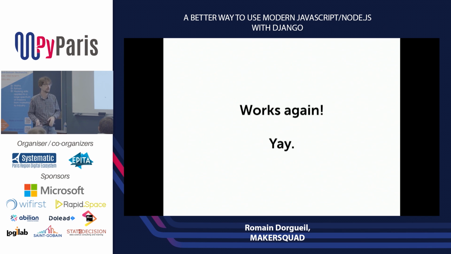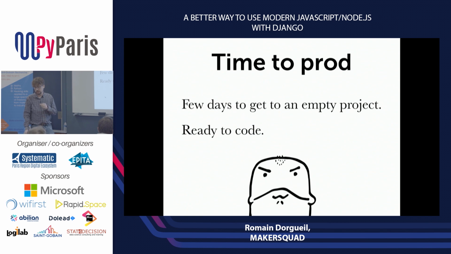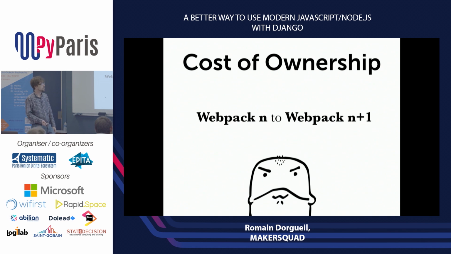Now, let's say I have a company building products, and I want to start a new project every few weeks. I can't invest this amount of time to build every new project. I need to find a better way to do it because it's just a waste of time, in my opinion. And yeah, the time to production is awful. I need a few days to get an empty project. That's not acceptable.